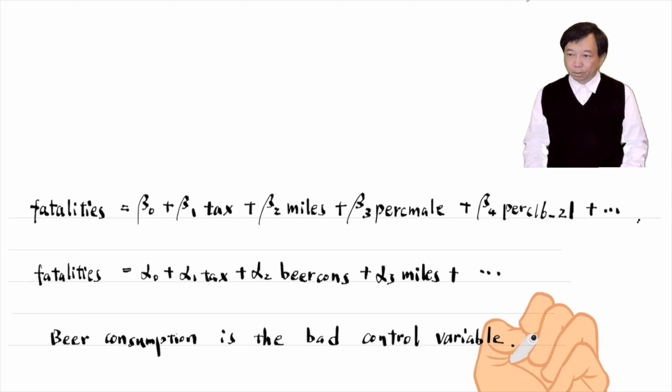From this case, we understand that the so-called bad control variable is a direct result or consequence of the explanatory variable of interest. In our example, beer consumption is the consequence of the beer tax. Adding it to the model makes the coefficient interpretation difficult or weird.